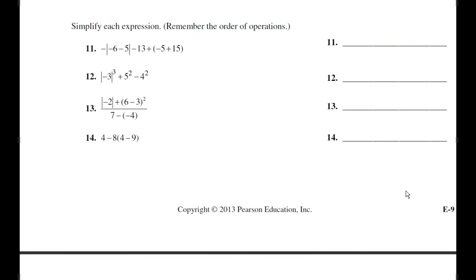Now in these, we want to follow order of operations, and keeping in mind that once we have the grouping symbol absolute value, we figure what's going on inside, and then when it comes out, it's always positive. So let's see how you do with these.